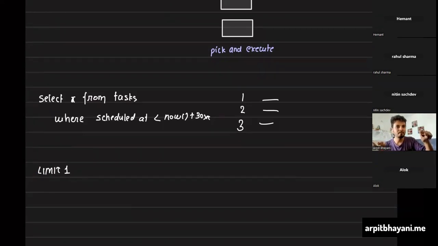No, it will not. But that's why we have to take the write lock, so that it does not come in the other transactions' purview. Perfect. So what's the query now? Select star from task for schedule that is less than now plus 30 seconds.